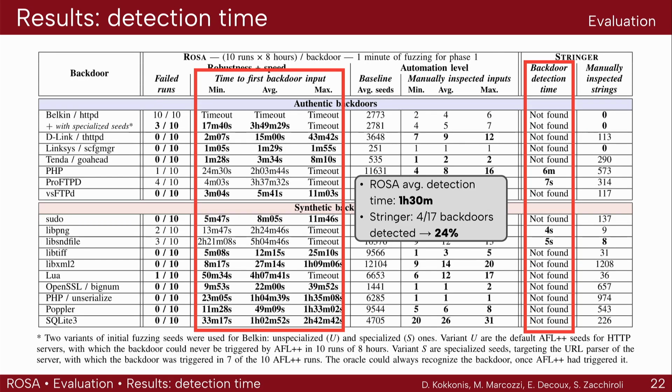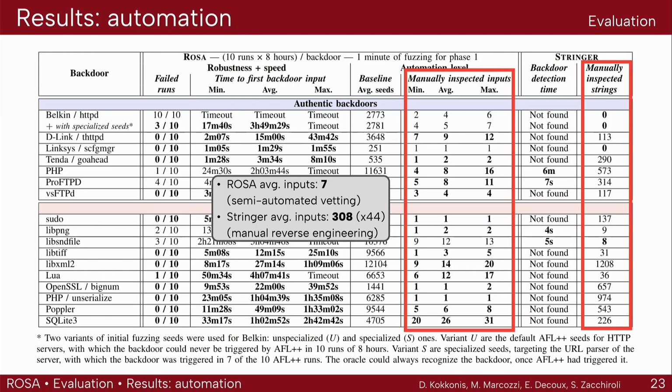And as you can see, the state-of-the-art tool is much, much faster because it kind of does a glorified grepping of strings, basically, in the binary. That allows it to go much faster, but it also cannot detect the vast majority of the backdoors because not all backdoors are built like that. Where ROSA really shines is the automation part, where it only reports 7 inputs to vet, like I showed you, semi-automatically, whereas with the state-of-the-art program, you have to look through over 300 strings. What I mean by that is you have to actually reverse the binary and look through it.